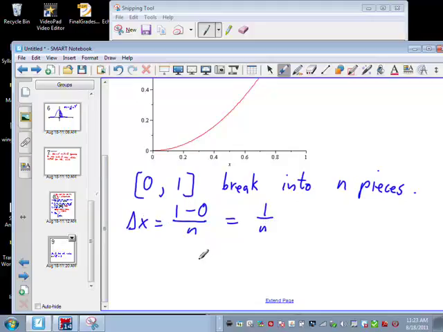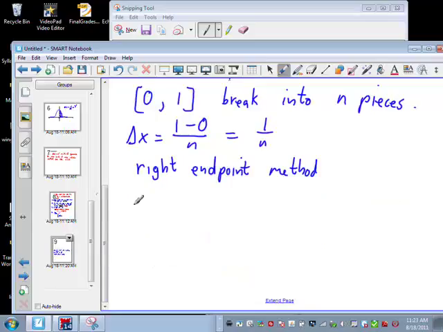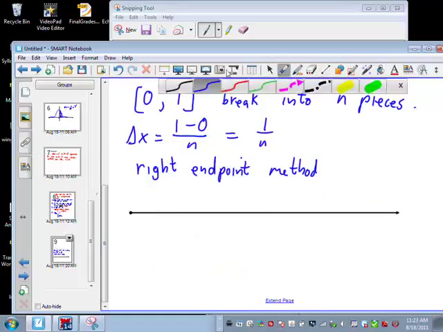What method do you want to use? Let's use the right one. The middle one's going to create some implications. So let's use the right endpoint method. And so let's look at some of these points. Let's look at some of them. 0 to 1. This is 0. That's 1.